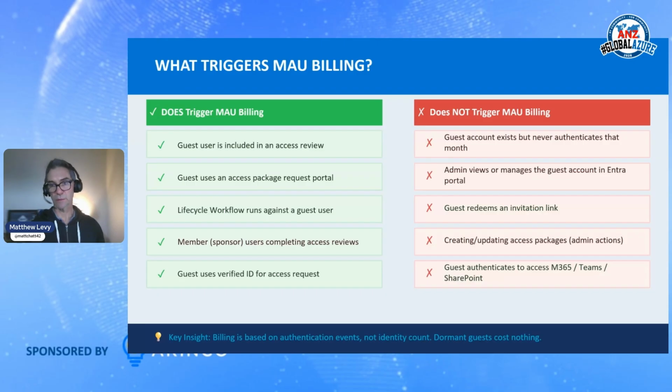So at the bottom of the slide, you can see the one thing to remember is billing is based on authentication events, not identity count. Dormant guest accounts cost nothing from an MAU perspective, though they are still a security risk, which is exactly why you should be running access reviews on them. This model helps you in predicting and controlling costs much more accurately.